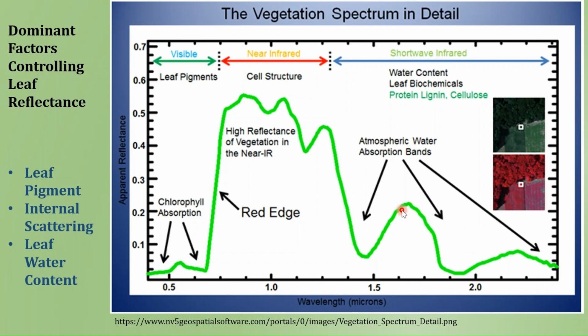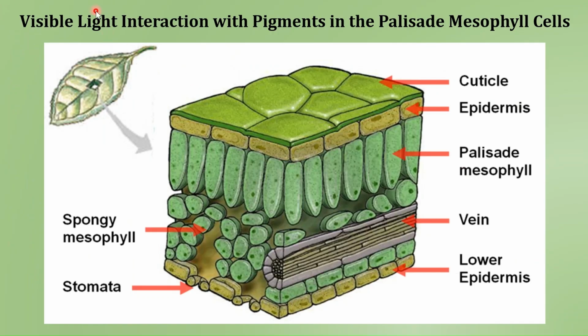So in the vegetation, leaf pigments, internal scattering, and the leaf water content are the dominating factors which control the leaf reflectance in the visible, NIR, and the shortwave infrared. Now we will discuss each of the interactions in detail one by one. Let us start with the interaction of the visible light with the pigments in the palisade mesophyll cells. Before understanding this interaction, let us see the cross section of a leaf.